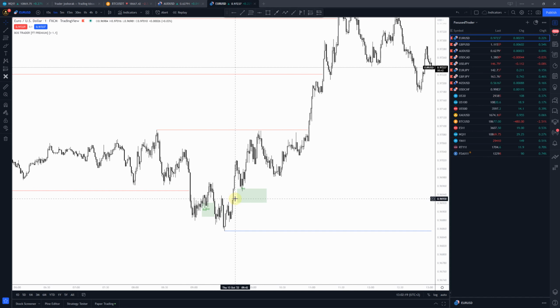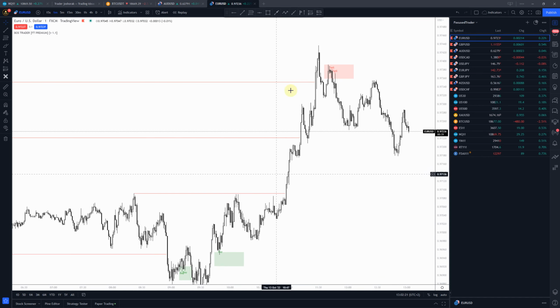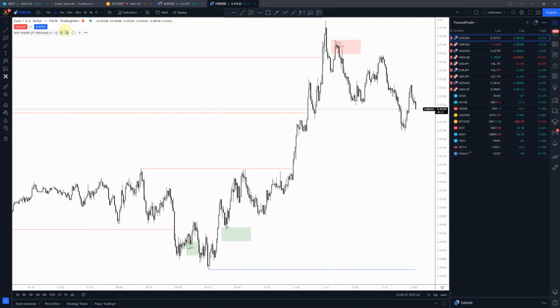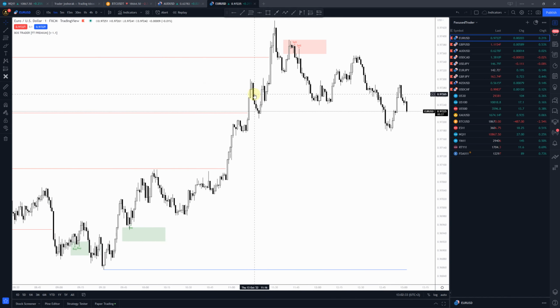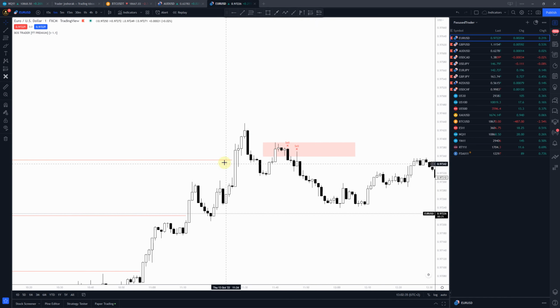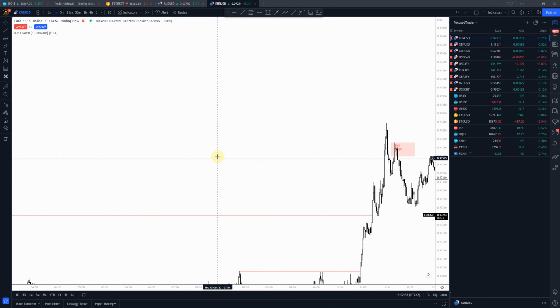I will tell you some bits of my strategy that I'm using, but this video will be focused more on the indicator than on my strategy. Okay, so this is the setting, and the other thing you can set is bars after liquidity grab. So let me show you. The liquidity is grabbed. This is a liquidity line.